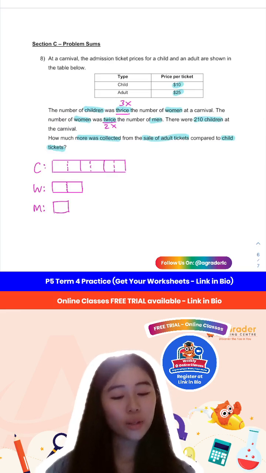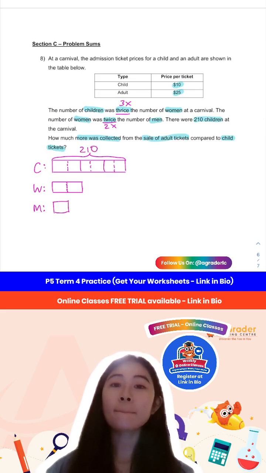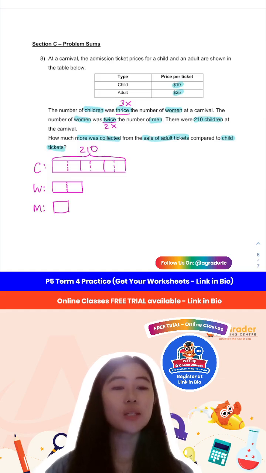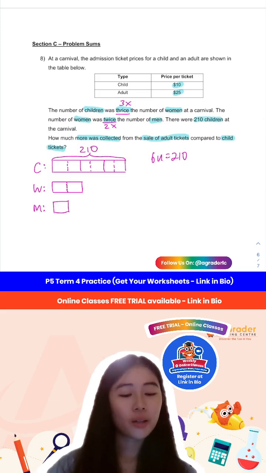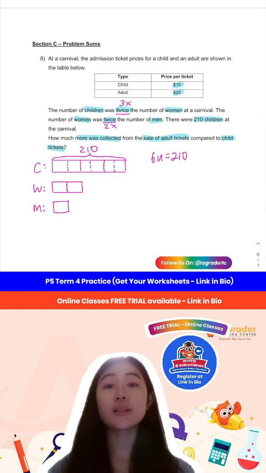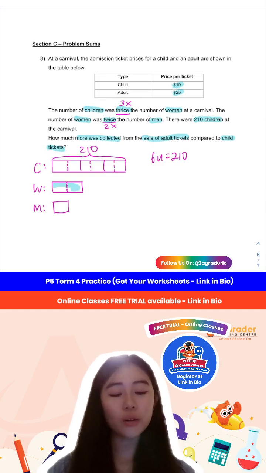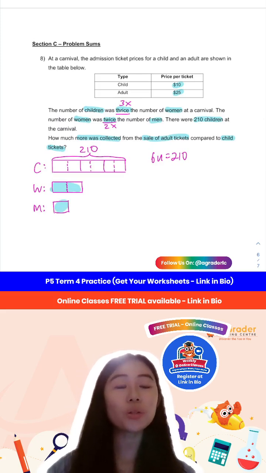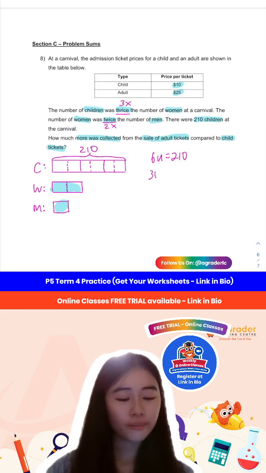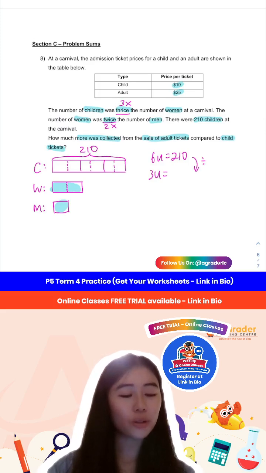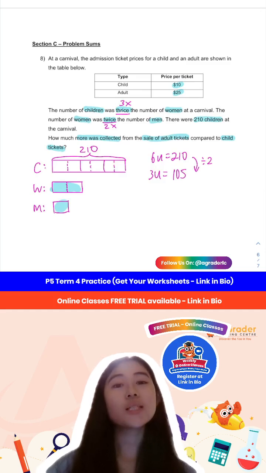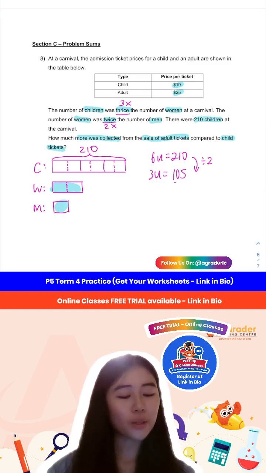And they did tell you that there's 210 children here, like this. So this means that 6 units equals to the 210 children. And you want to find out how many adults there are, right? So for the adults will be women and men. So in total, adults will be 3 units. To find 3 units, all you need to do is to divide by 2. So that's how you get 105 as the number of adults.